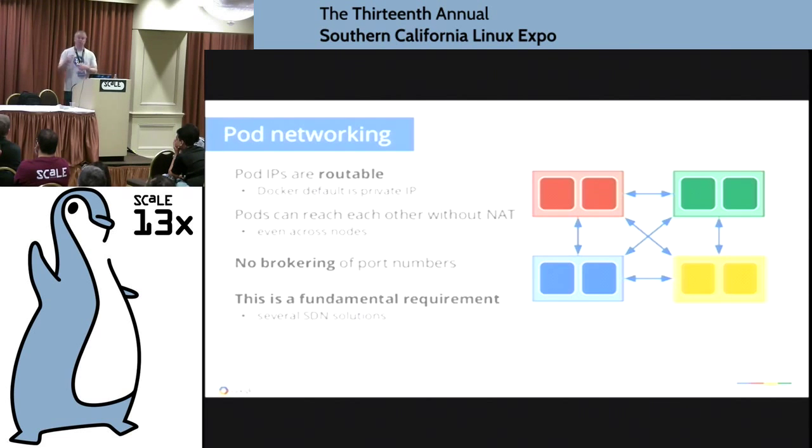Pods can all reach each other without any network translation and without any port translations, right? When I talk to your pod, what you see as my source IP is what I see as my source IP. What this means is there's no brokering of port numbers, which massively simplifies scheduling and everything else, right? It massively simplifies service discovery too.